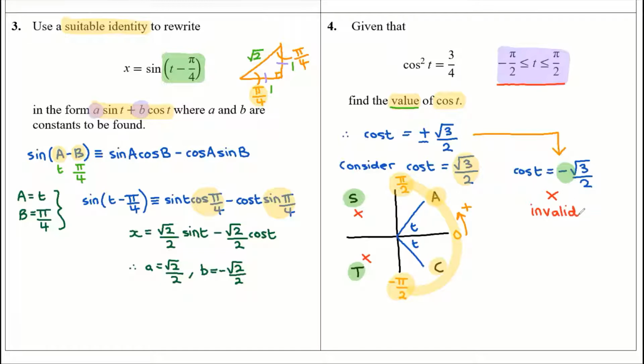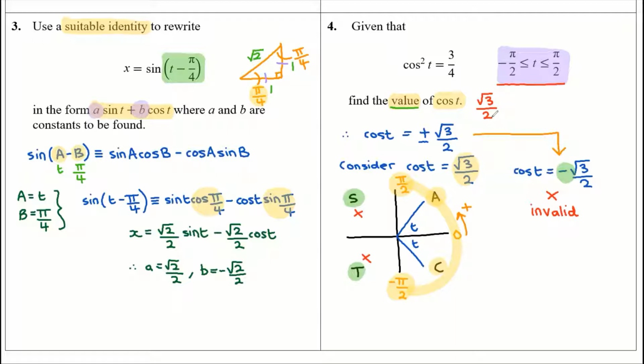because of the restriction. So the only value of cos t that we're allowed is the √3/2 and the positive version. Okay, so I hope that makes sense. It's subtle, but it does bring together all those pieces of knowledge that we learned in chapters 6 and 7, and possibly in year 1 as well.